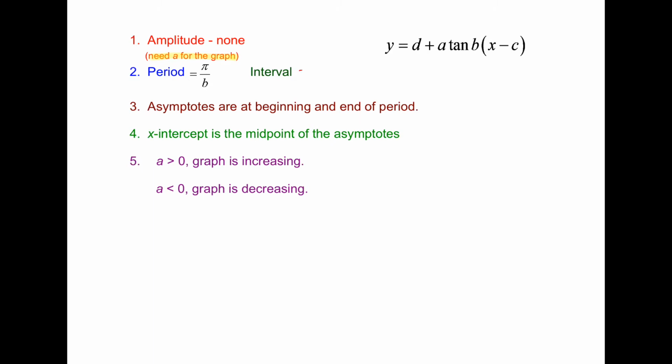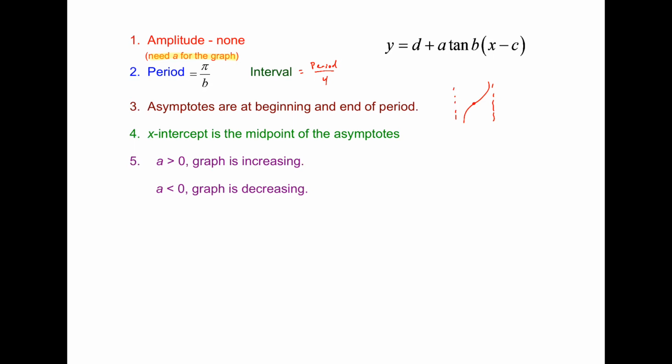And so that's something you're going to have to be careful with now that we're on to tangent. So the interval, therefore, is the period, once you find that, still divided by 4. So still those important parts are at the fourths. The asymptotes happen at the beginning and the end of the period. So when you have your tangent graph, they're always going to happen here and here. The x-intercept will always be in the middle of the asymptote.